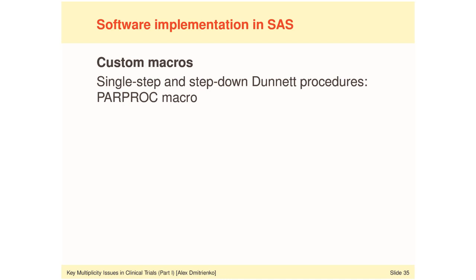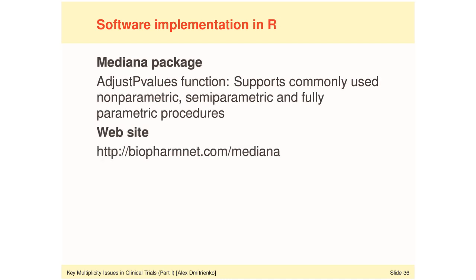And here I need to clarify that this function focuses on a common case of one-sided hypothesis testing problems in clinical trials with a balanced design, which means equal number of patients across the arms, and the hypotheses are assumed to be equally weighted. As far as our implementation options are concerned, we will use again the Mediana package and the adjust p-values function available within that package because it supports commonly used non-parametric, semi-parametric, and what's important in the context of this module, it also supports parametric procedures.